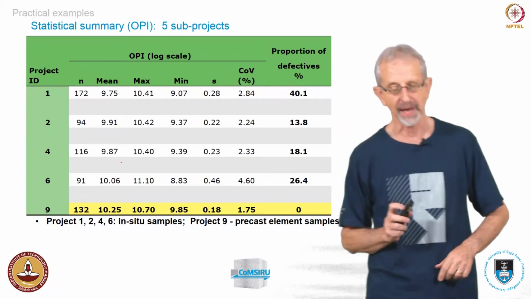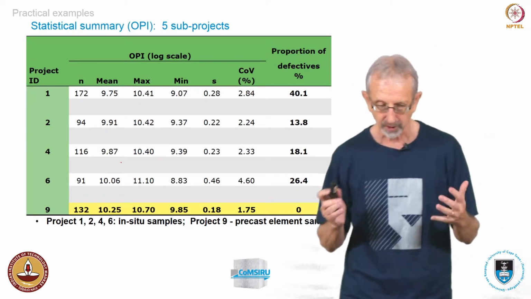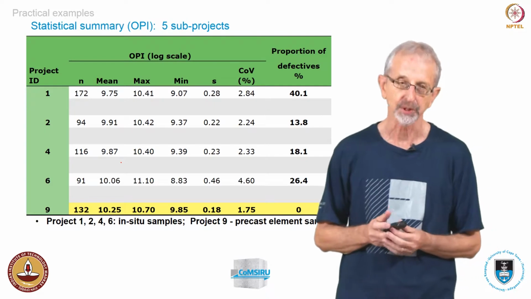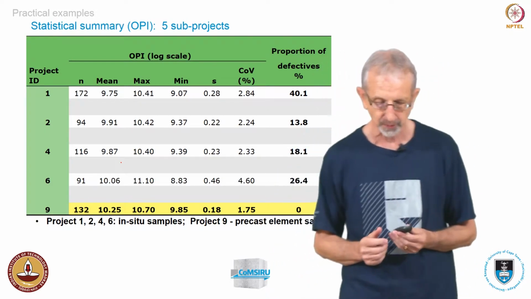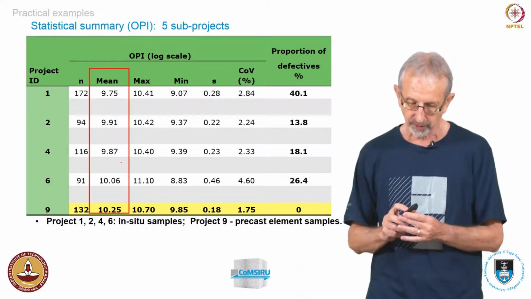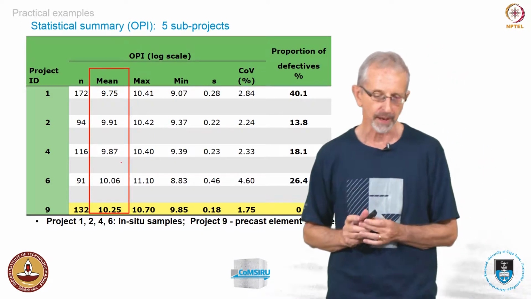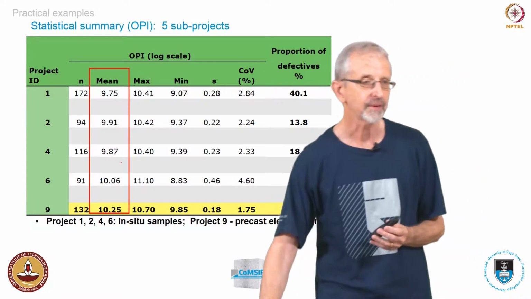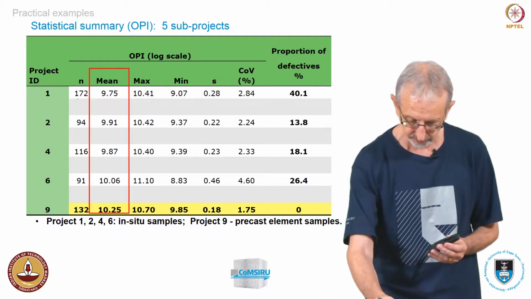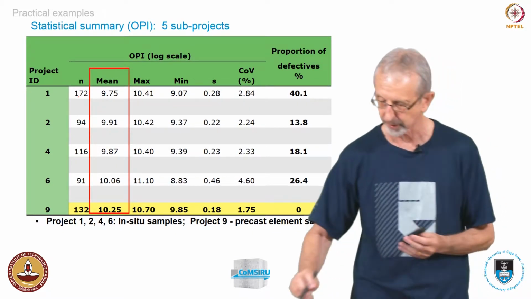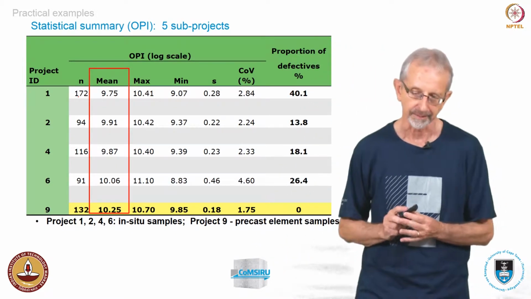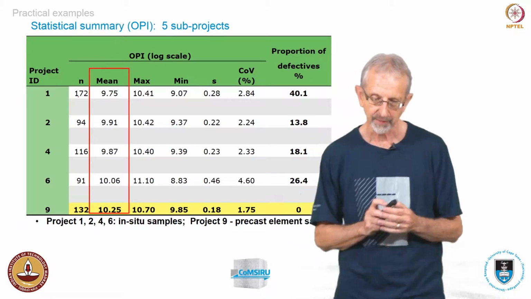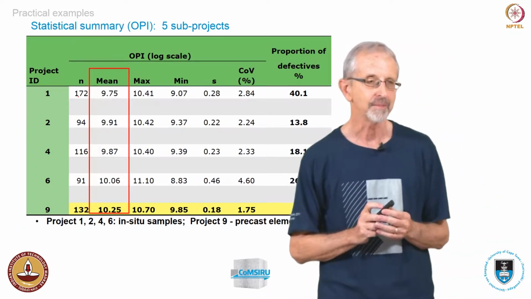And this is what actually happened. We got data from 5 sub-projects. Actually we got from more than that, but I'll only report on the 5. And what you can see here is that the mean OPI in all cases exceeded 9.7 in this column here. And you can see the number of data points in the column called N. A lot of data points, and in every case we got at least the mean value.